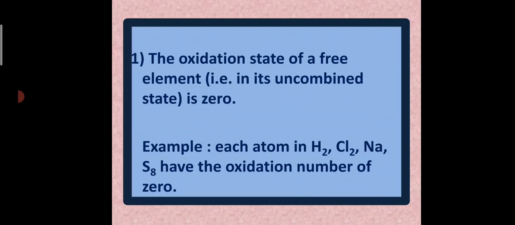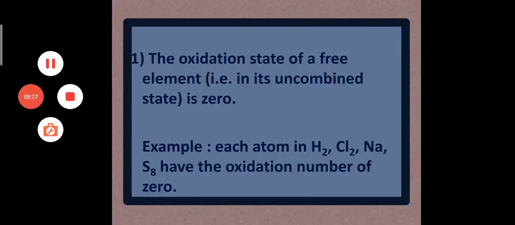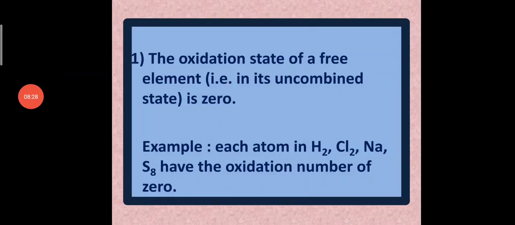So these are the rules for oxidation state. It is a very important 5-mark question. The oxidation state of a free element: for copper, iron, silver or gold, which are free elements in the uncombined state, it is 0. The oxidation state of a free element is always 0. For example, hydrogen, chlorine, sodium and sulfur atoms have oxidation number 0.